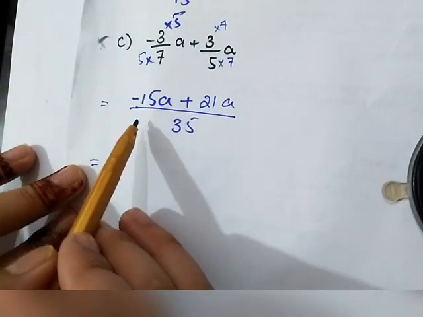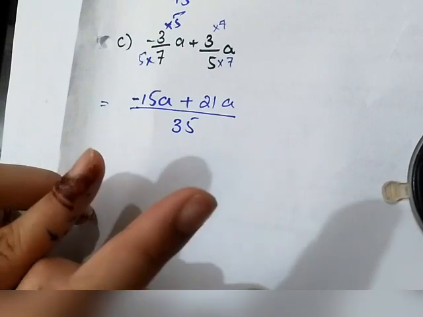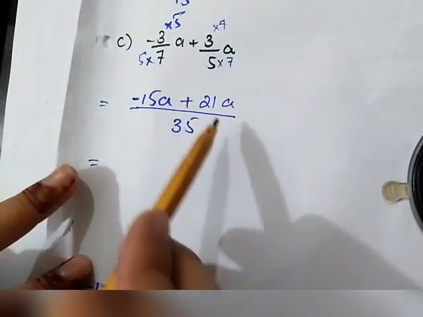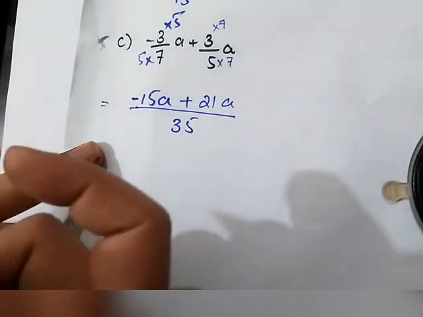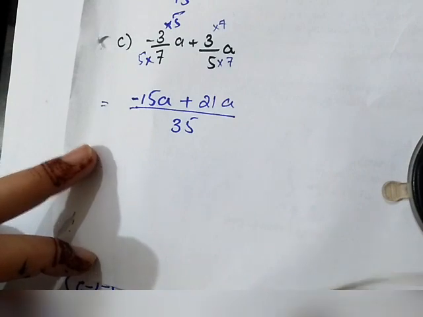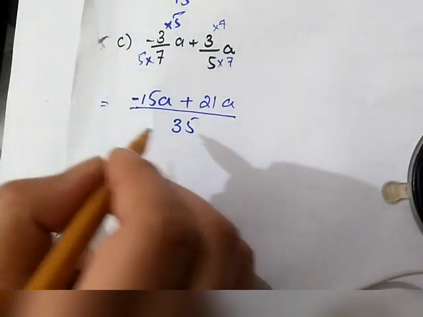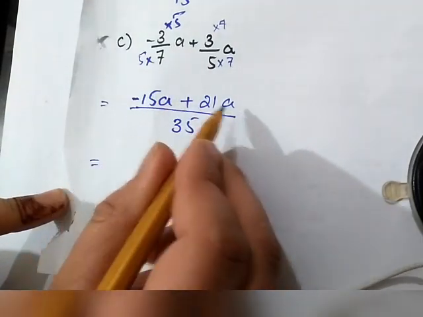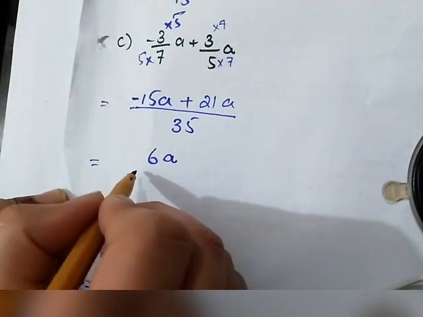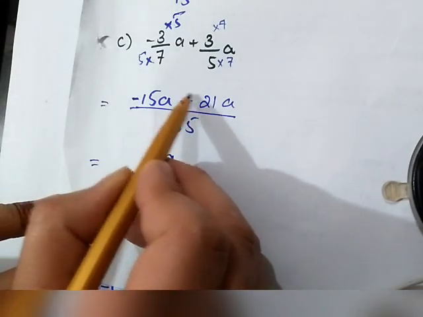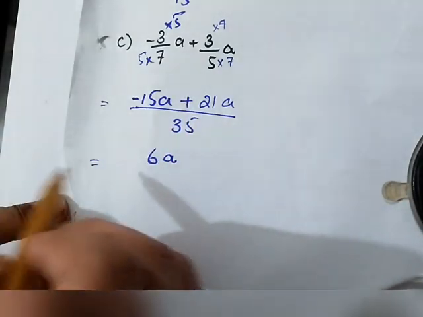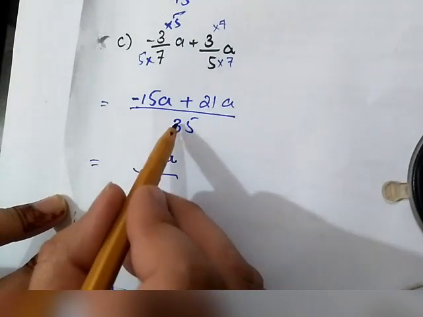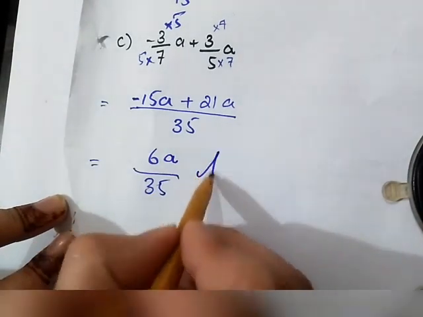Both the terms have the opposite sign, and whenever there is opposite sign, always subtract the terms. So now subtract 15 from 21. Now 21 minus 15 is equal to 6. What is the variable? Here the variable is a. So put the variable as a and put the sign of the greater term. The greater term has the plus sign, so there is no need to put the plus sign here. 6a divided by 35 is also the answer.